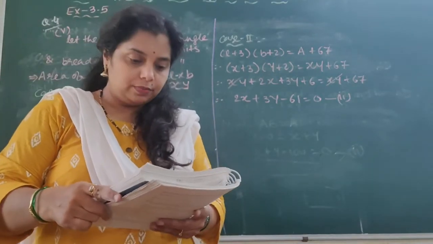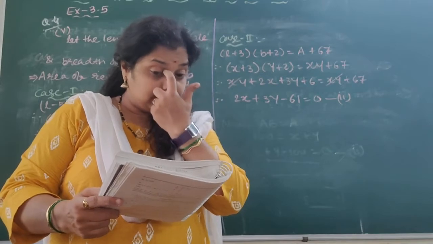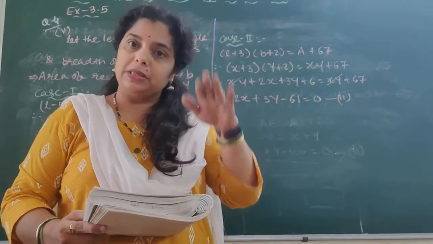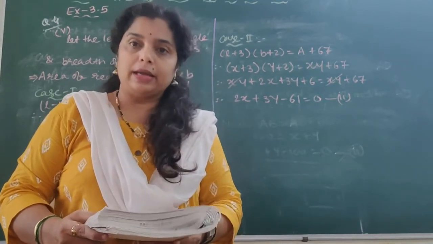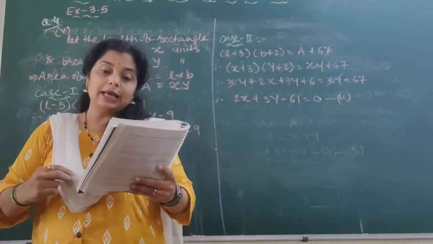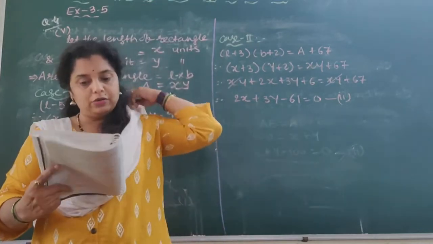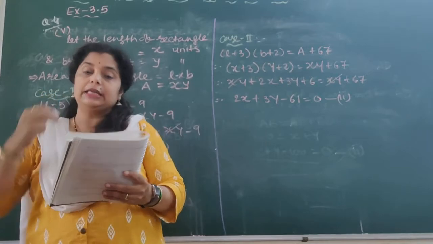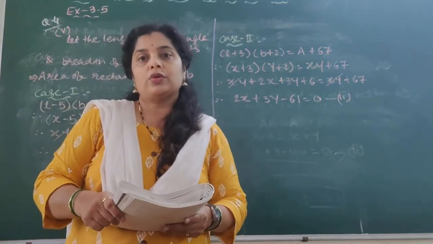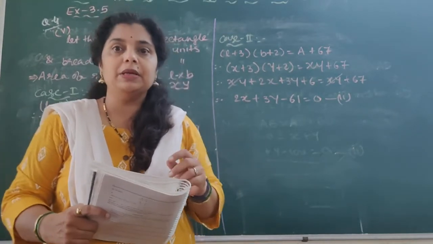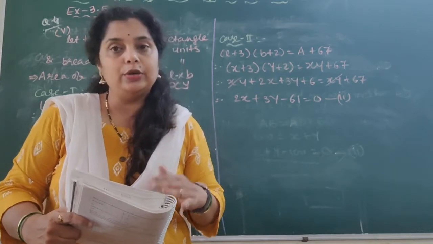Let's come to the last one. The area of a rectangle gets reduced. Reduced means kam hota hai. Reduced by 9 units if its length is reduced by 5 units and the breadth is increased by 3 units. So as you know, the rectangle is given, so its area is L into B.